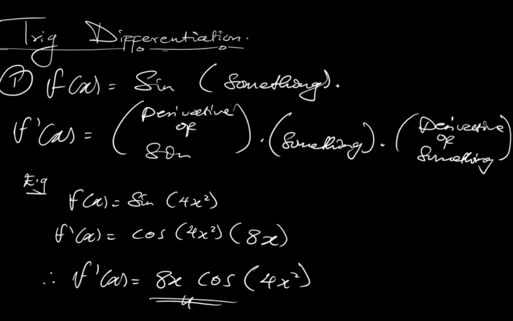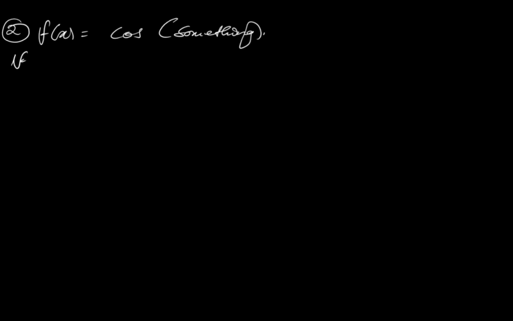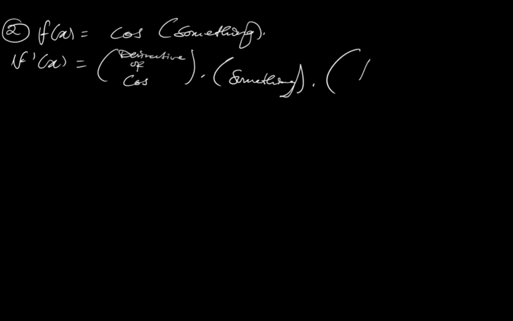Just like that. Let's move on to the second one. Say you have a function f of x equal to cos of something. This implies that the derivative, which is f prime of x, will be the derivative of cos times something times the derivative of something.